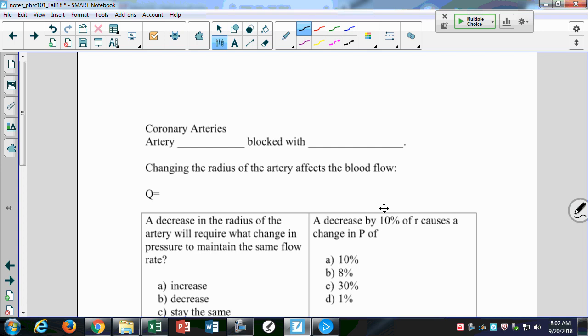All right, let's look at coronary arteries. Again, just how the Poiseuille equation is applied here. A coronary artery is an artery that can be blocked with cholesterol. We've already talked about how when you block it, the velocity of the blood speeds up, right?